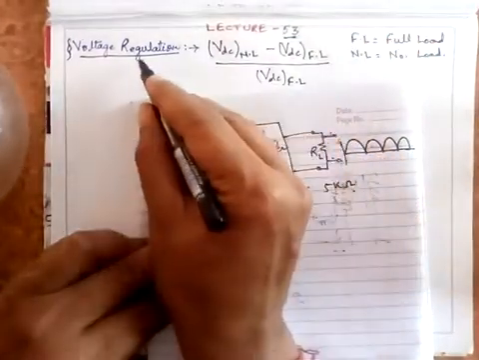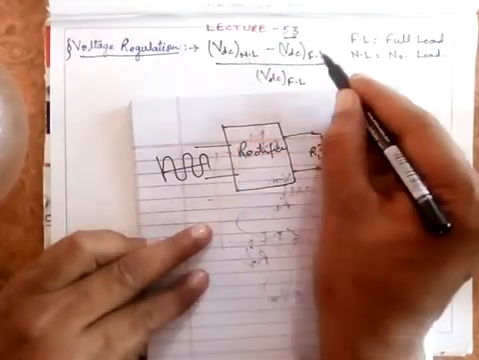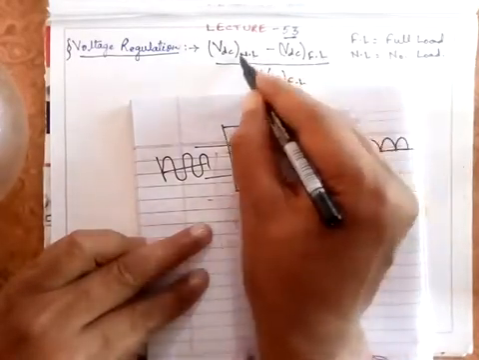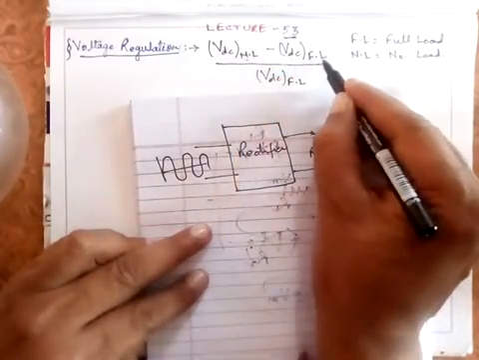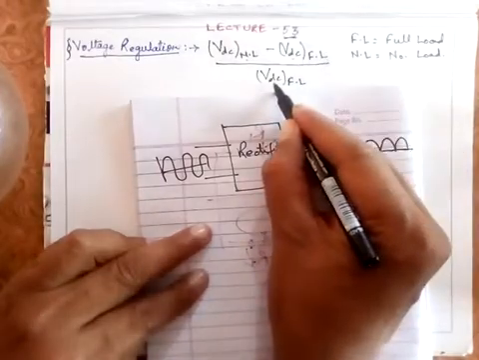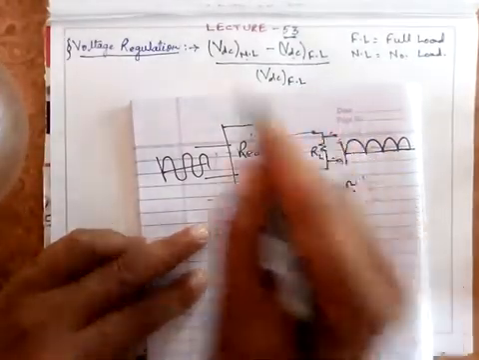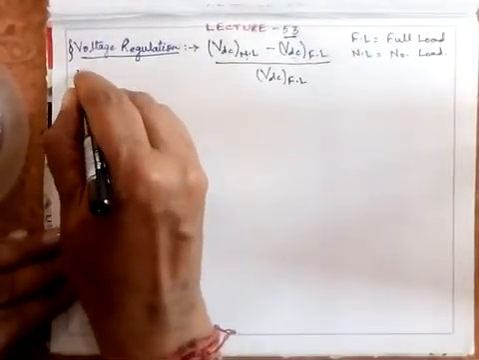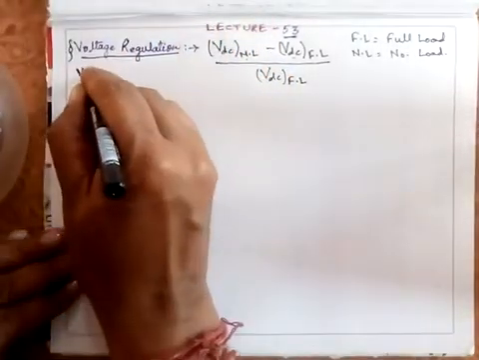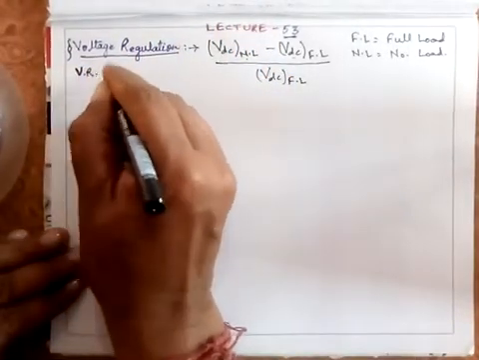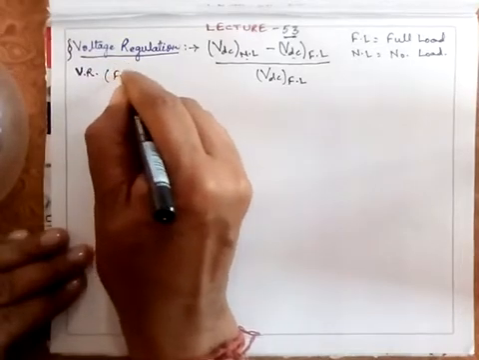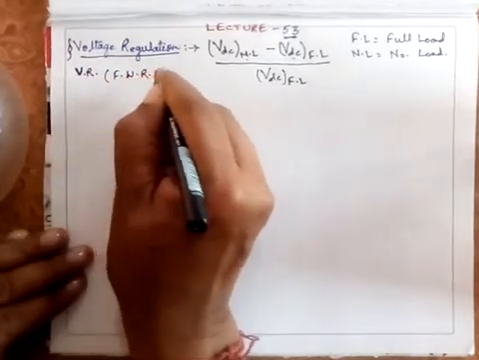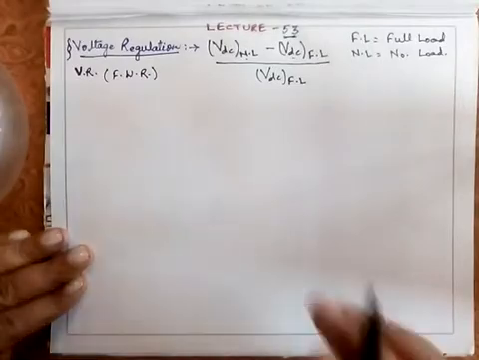So voltage regulation is VDC at no load minus VDC at full load, upon VDC at full load condition. Let's find out the voltage regulation. I abbreviate this as VR. Let's find it for a full wave rectifier. It can be done for a half wave rectifier also.